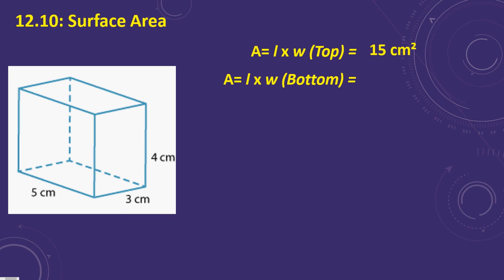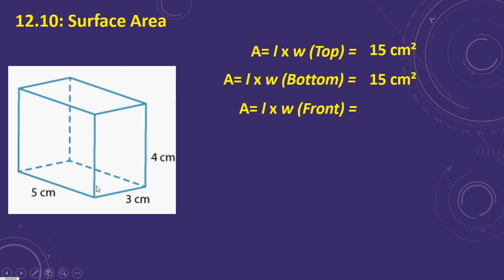Now let's go find the bottom part. Esta que está aquí abajo. Ahora pregunta, ¿esta que está abajo será la misma de aquí arriba? Yes, es exactamente la misma. Así que sería 5 times 3 again. 15 centimeters squared. Okay?